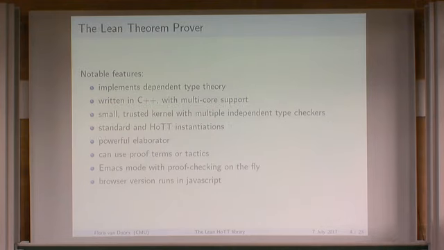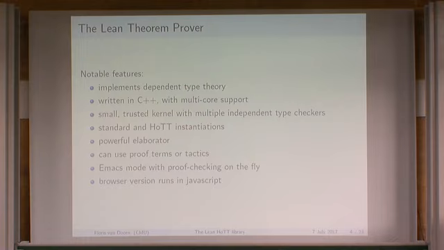So some of the features of Lean include that it implements dependent type theory. It's written in C++ and has multi-core support for parallel checking of proofs. There's a very small kernel, and to illustrate that, there are multiple independent type checkers just written by PhD students as just a side project. So it's practically possible to just write your own kernel.